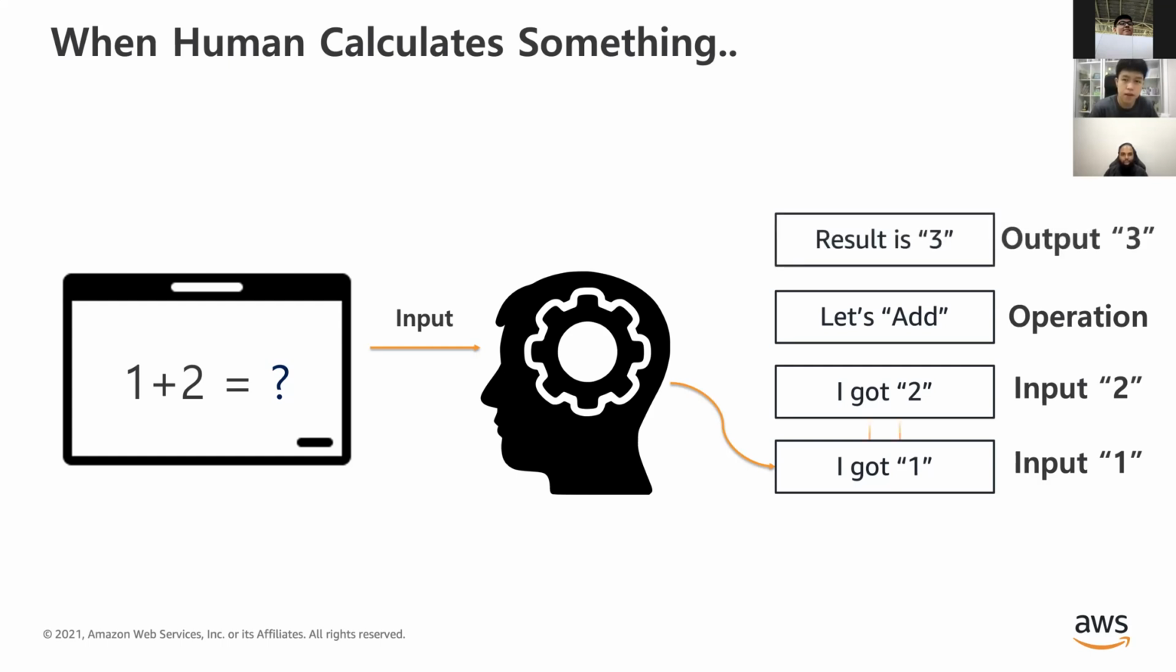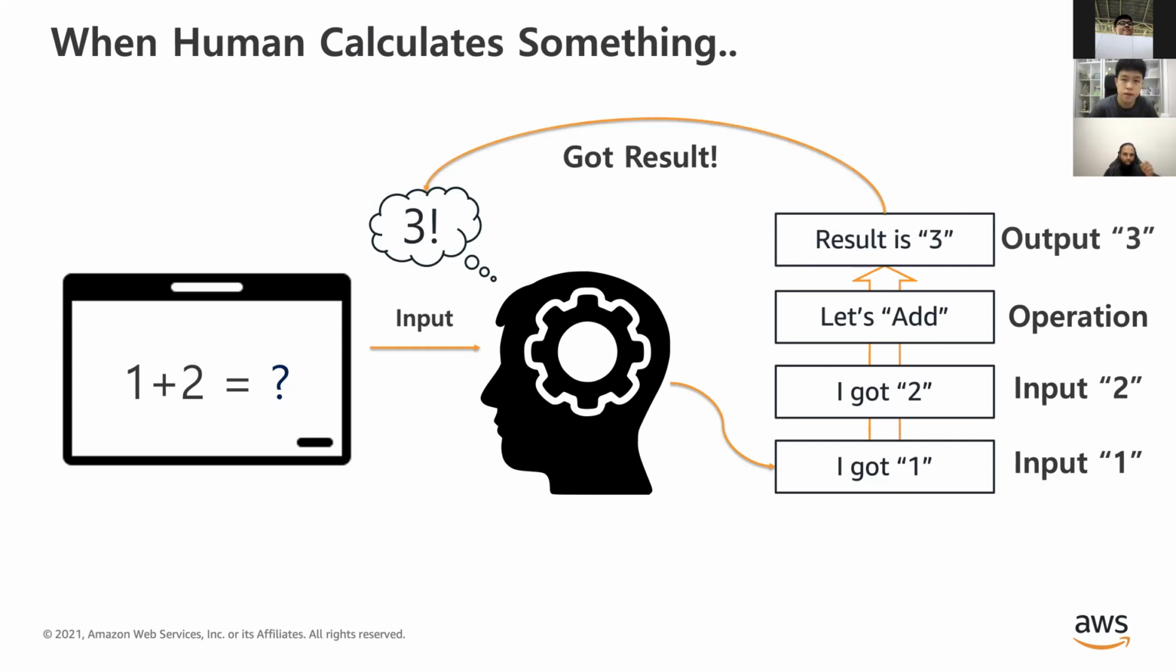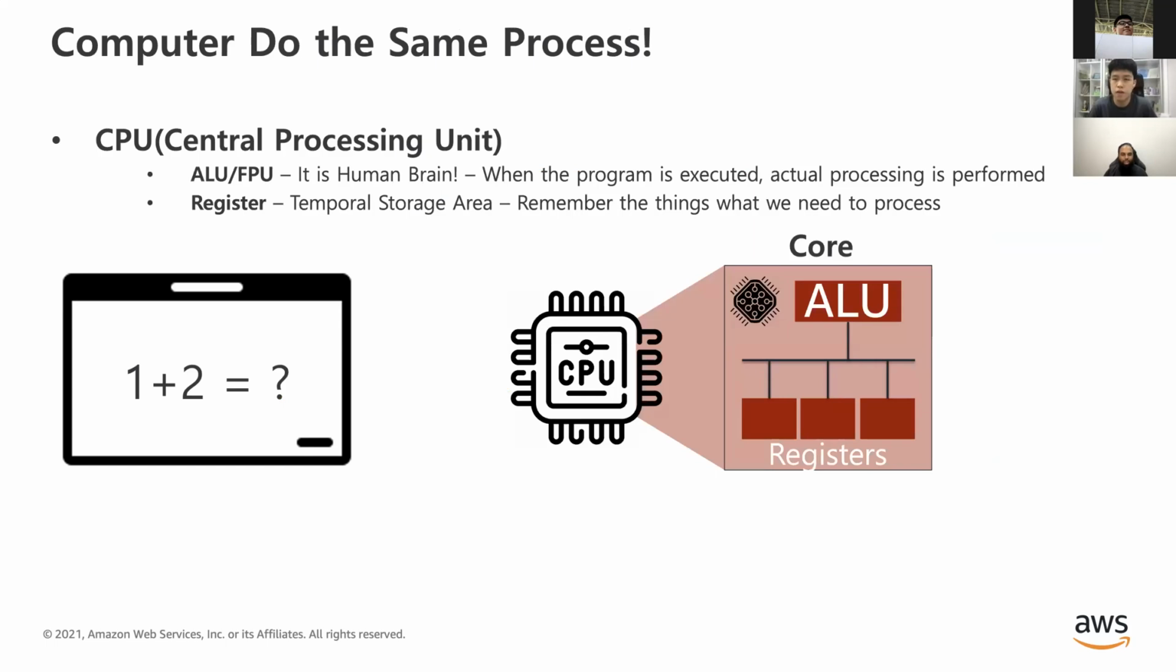And immediately you say, hey, I got a result, and you write it back on this board, which you have. So that's an output, right? That's basically what you do with a very simple equation. And with a computer, it's doing the same thing. It's doing the same process. And to do that process, we have a couple of components built in which allow you to actually do that, right?